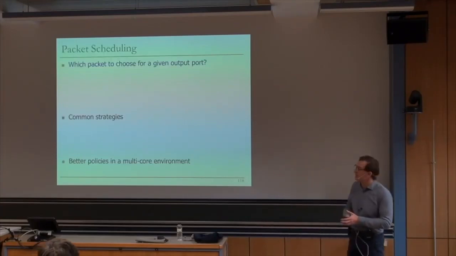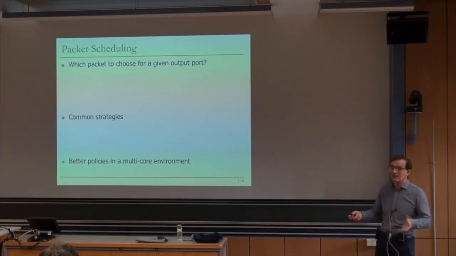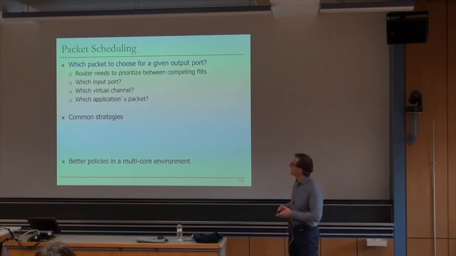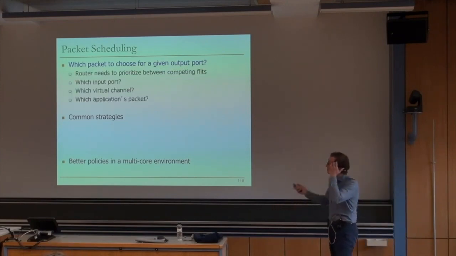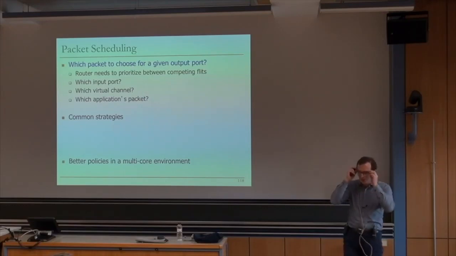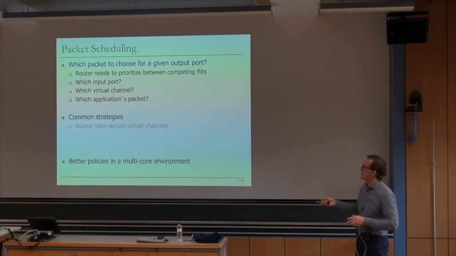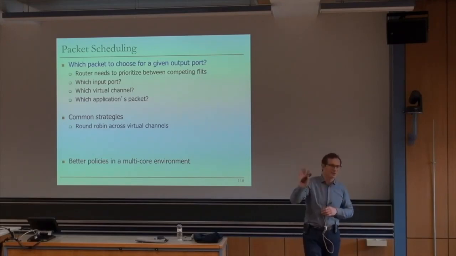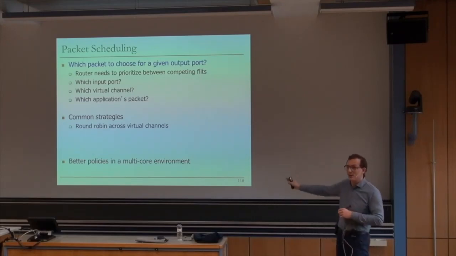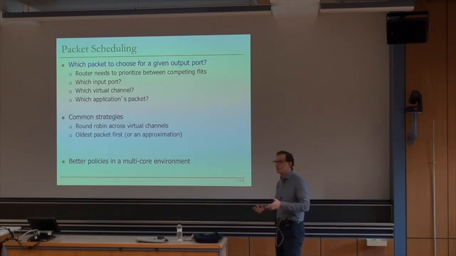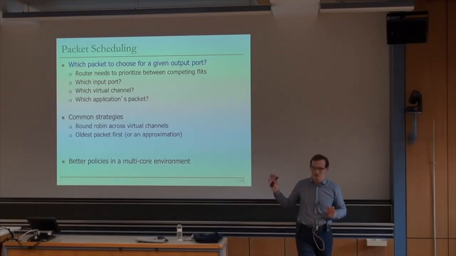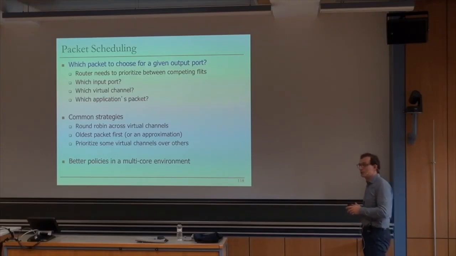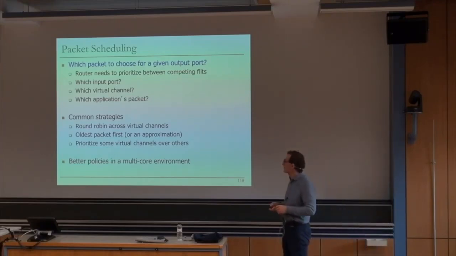The key question over here is, which packet do you choose for a given output port? Router again needs to prioritize between competing flits. Which input port should you prioritize? Which virtual channel, which application's packet do you prioritize? There are common strategies that have been used, as we discussed earlier, such as round robin across virtual channels. It's a very simple scheduling policy, but that's not very aware of applications. Oldest packet first, usually an approximation of it, because this requires full priorities. Or you prioritize some virtual channel over others to provide quality of service.